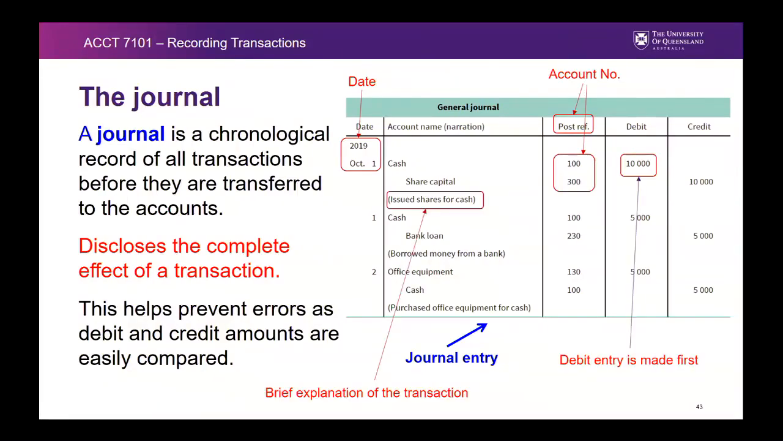Okay, that's what I've covered. And the other thing is that journal entries, in theory, should have a narration, so an explanation of what went on. This is a brief explanation of the transaction. Sometimes it's called a narration. So here we issue shares for cash. Here we borrow money from a bank. Here we purchase office equipment for cash.